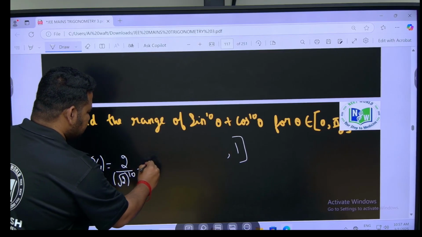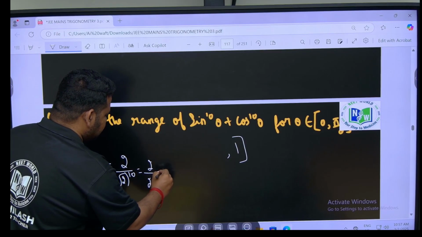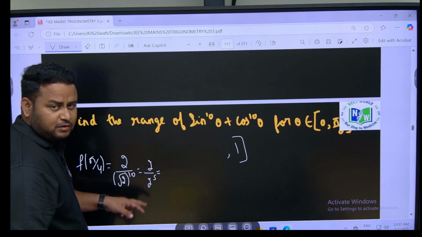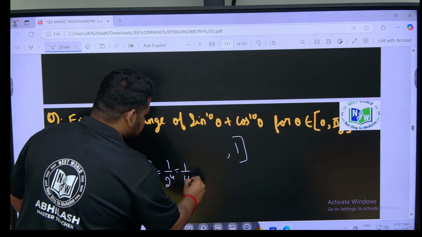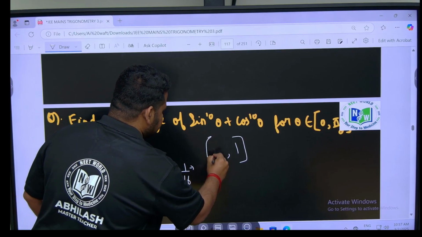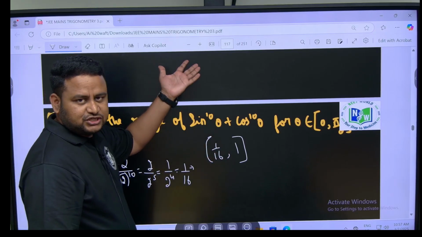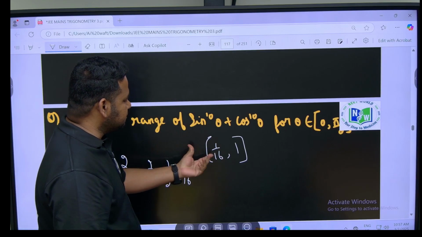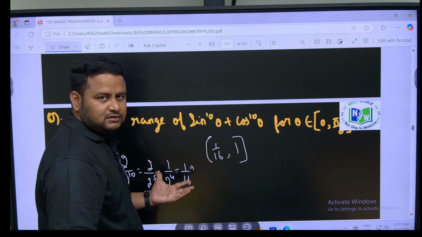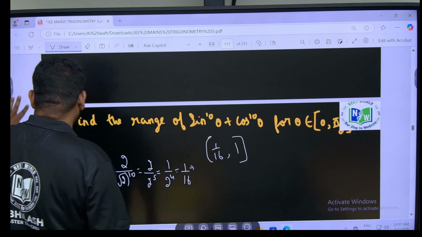So 2 by (root 2) to the power of 10 is nothing but 2 by 2 to the power of 5, which is nothing but 1 by 2 to the power of 4, that is nothing but 1 by 16. So this is the minimum value, and I can write this as 1 by 16. Understood, friends? Directly you can write it. In the previous question I explained in detail so that you understand how this comes. But actually in the examination, if you do this much, it is enough. Completely sufficient. You will definitely get the correct answer. But you should know the concept.